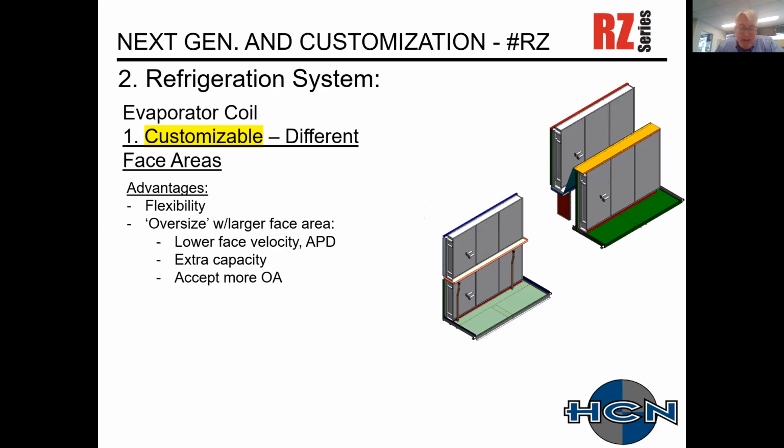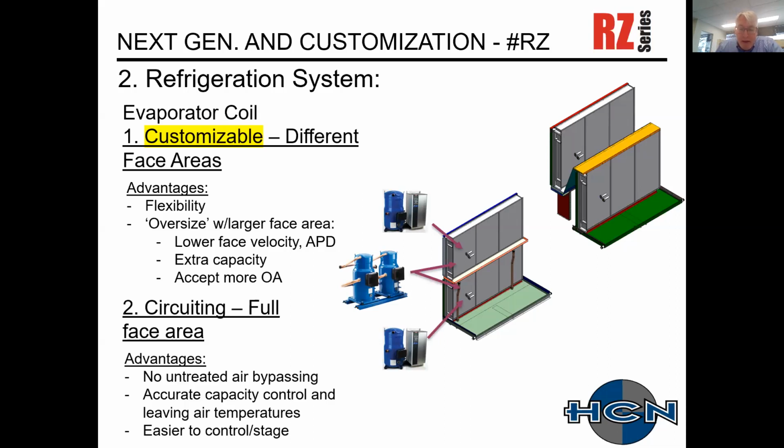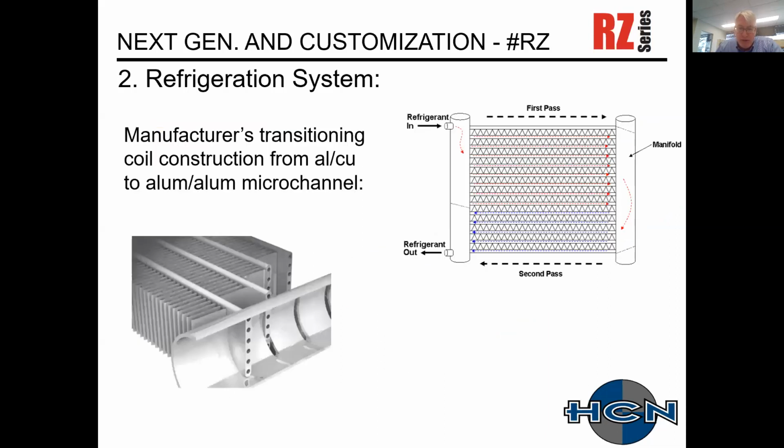You'll have extra capacity. And everybody's aware of the recent COVID and the ASHRAE task force, where they said if you can increase the amount of outside air in your existing systems, that is a good idea. So this is a perfect example of maybe putting in a little bit of future capacity when you're designing something today. From a circuiting perspective, the manufacturers are changing to a full face area, where they won't have any untreated air bypassing. This results in better capacity control and is easier to control and stage.